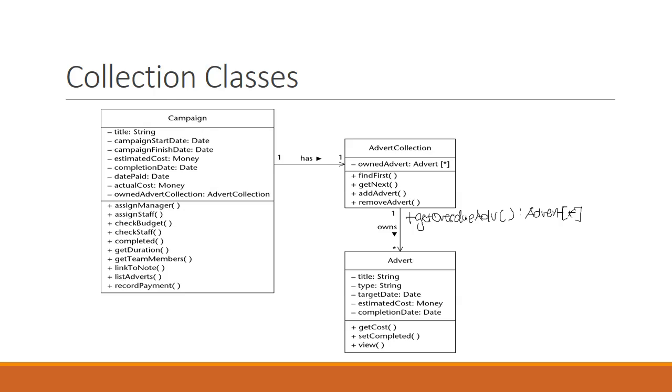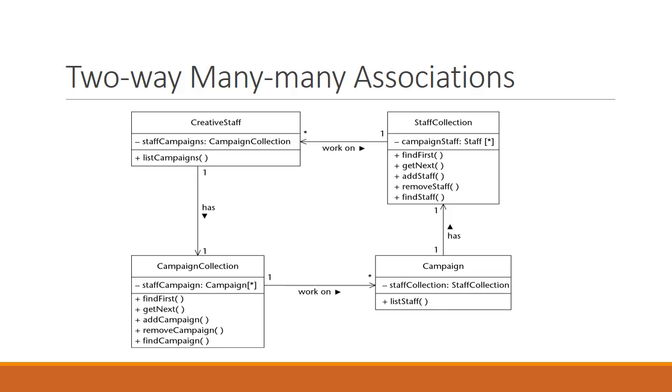Another benefit is reuse. Having created our advert collection class that's customized, we can now use it for other classes. For example, if we have a client class and all clients also have a list of adverts, then we can reuse our advert collection class. That's pretty neat, isn't it? In case you were wondering how to make use of collection classes to model two-way many-to-many associations, here's an example. Go ahead and pause the video, take a look at this. It's actually pretty simple. It's essentially two one-to-many associations combined together.